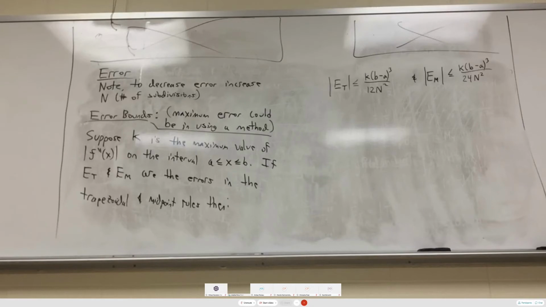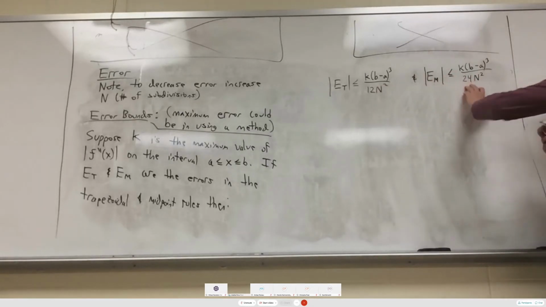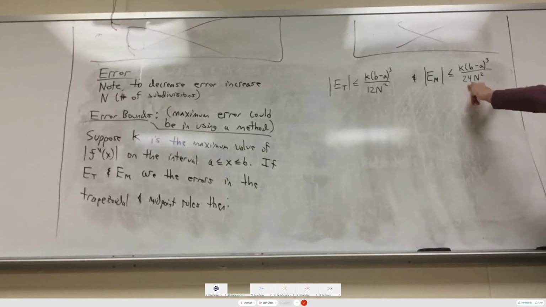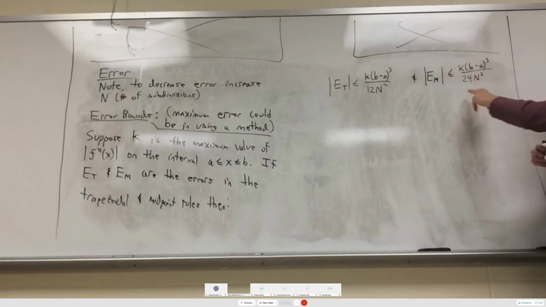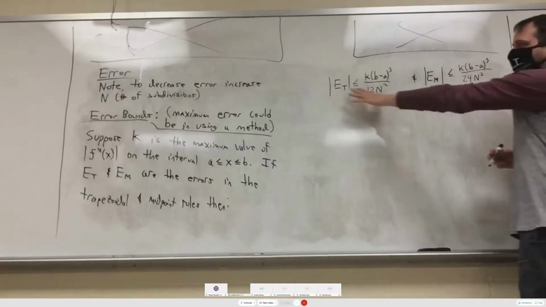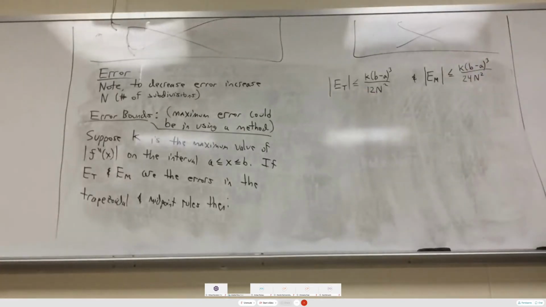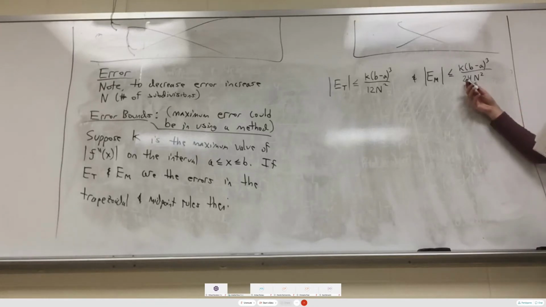Notice that this actually makes a lot of sense because they are exactly the same except for this coefficient in the denominator. The midpoint rule's coefficient being twice as big, so that this is twice as small overall. And that's exactly basically what we saw, right? The error in the midpoint rule ended up being almost like half of what the error in the trapezoidal rule was.